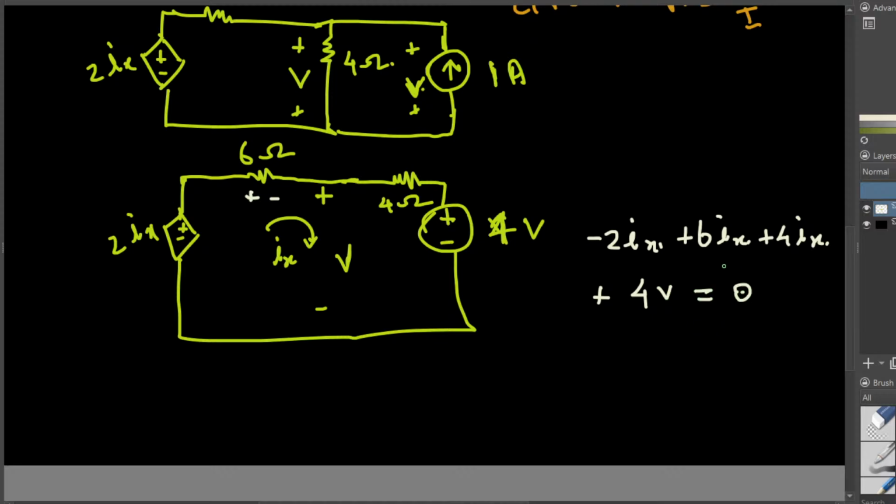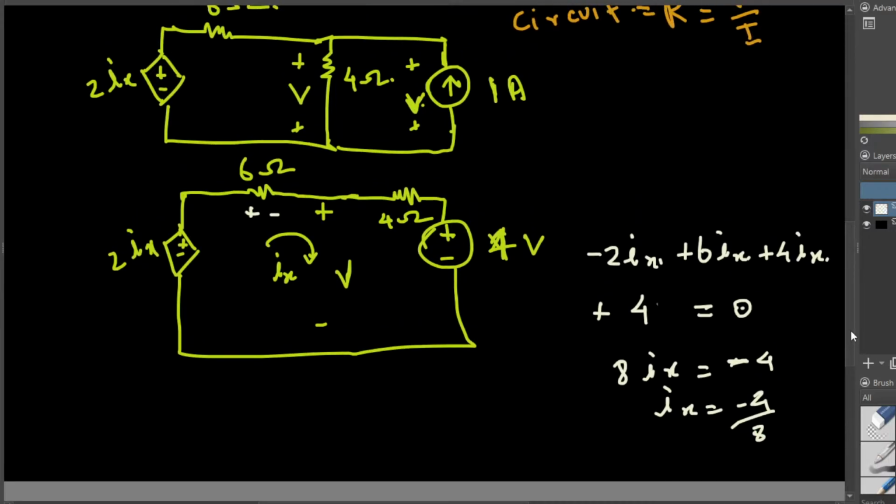And here how many unknown variables we have? We have Ix, only one unknown variable, so we can just simplify and solve it. So this is going to be 6 minus 2, 4, 4 plus 4, 8, 8 Ix is equal to negative 4. Therefore Ix is going to be equal to negative 4 divided by 8, that's equal to negative 1 over 2, that's negative 0.5 ampere.